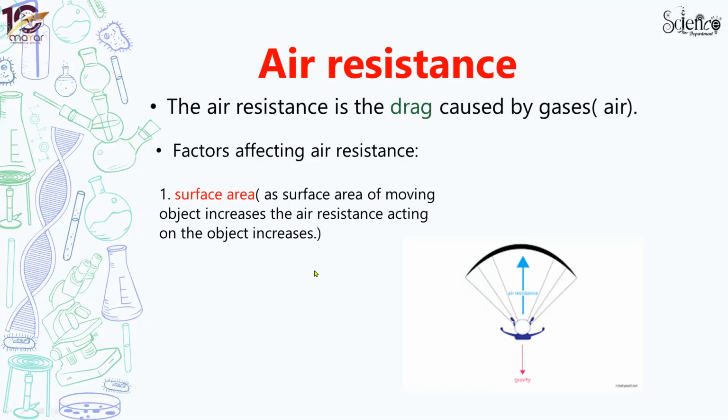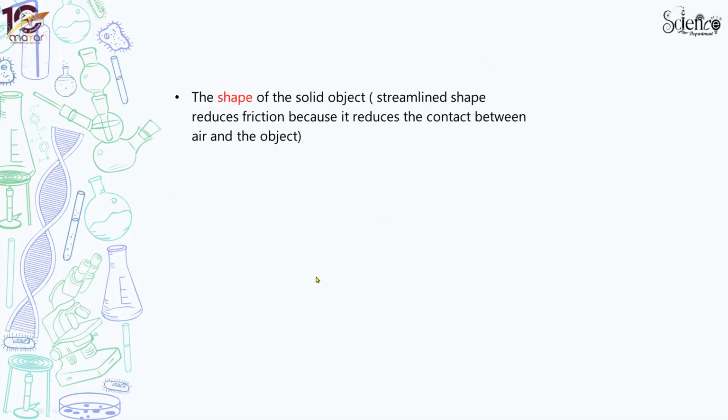So, again, surface area means the area in contact with the air. If surface area increases, there is more air in contact with the area. There is more air trapped under this area. So the air resistance is going to increase. Now, the shape of the object. How the shape of the object may affect friction.